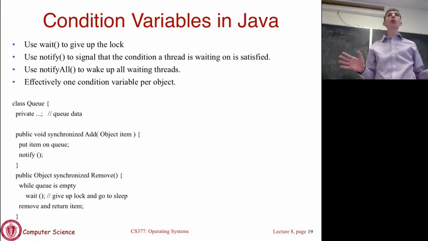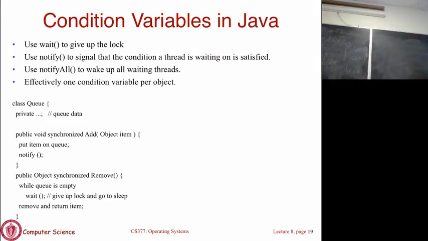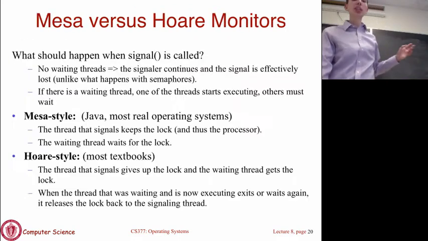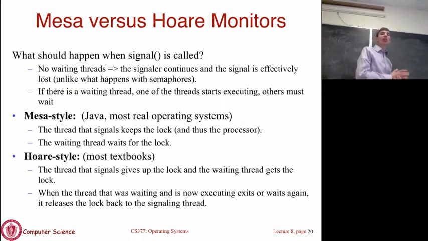People seeing how that works? So you need this while loop because you don't actually know that the queue won't be empty again between the point where you woke up and you got the lock again. Some other thread could have come in and taken the item before you. So that's the idea. That's what Mesa-style is, where the thread that signals keeps the lock.